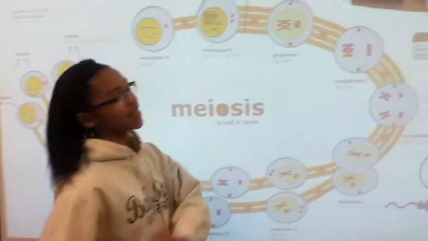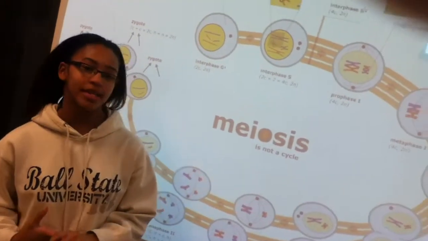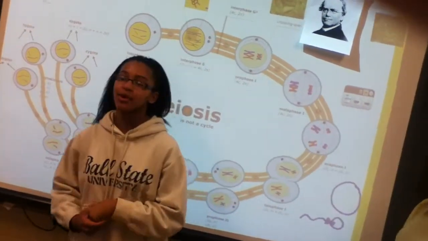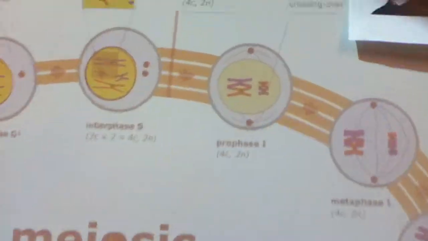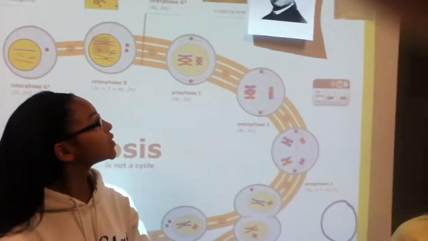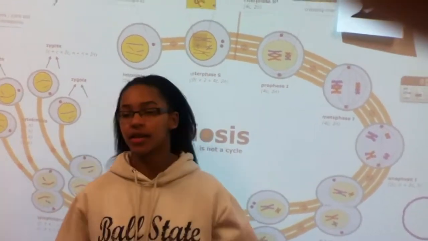Meiosis starts with interphase, and interphase is when the chromosomes are replicated and the chromatin is condensed. That leads to prophase 1, and in prophase 1 we have chromosomes being paired, which are later called homologous chromosomes. Those are being crossed over, giving all of us genetic variation.